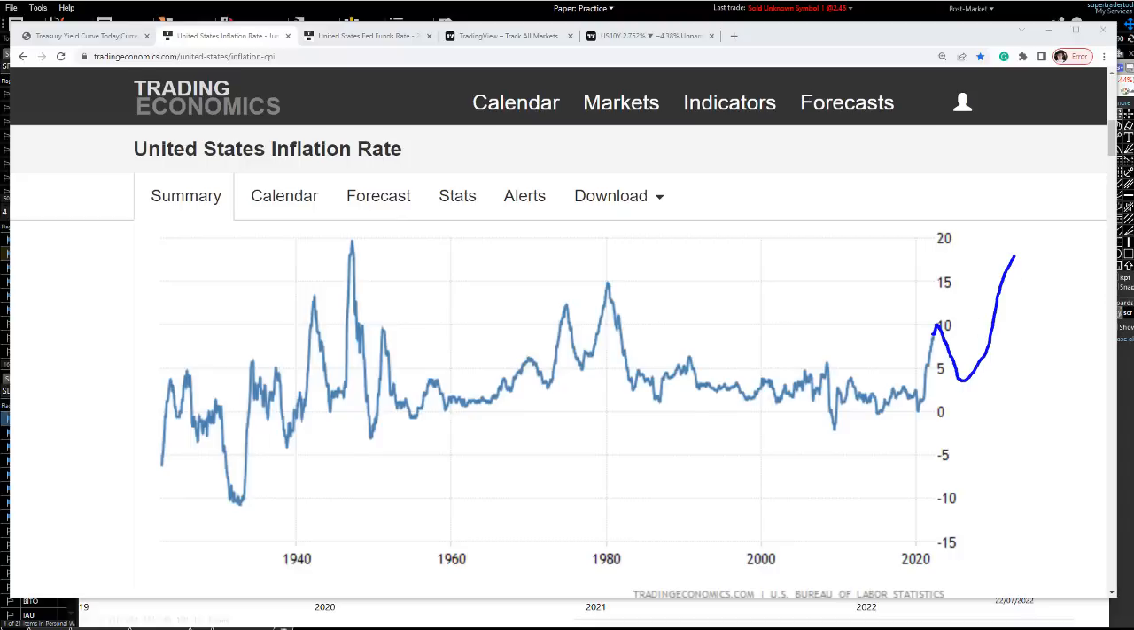But just remember, what's going to create this again? When the Fed comes out and they do that thing called QE, right? Why is this happening? It's because they actually started to print.